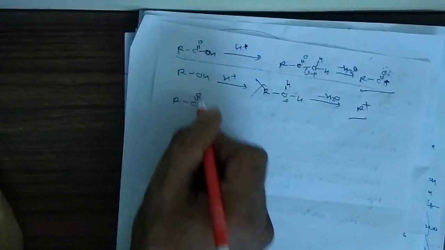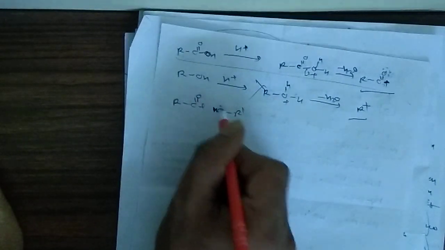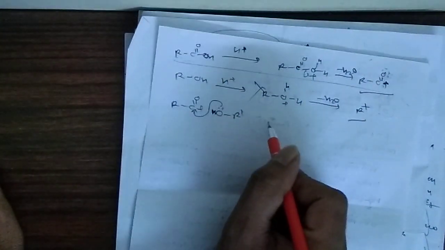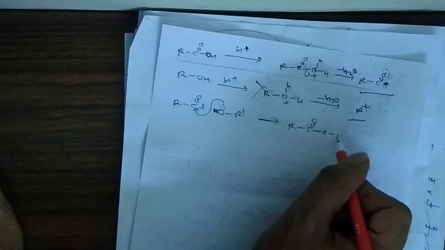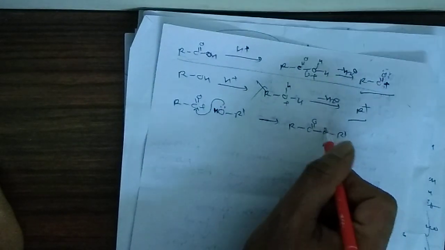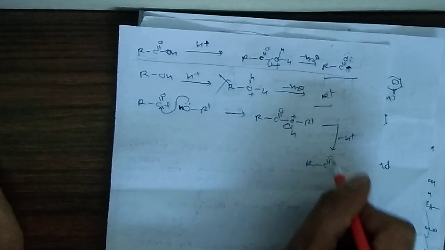Now this intermediate is present, and our alcohol R' is also present. This oxygen will attack that carbon, and we form C double bond O with R' and H positive. This proton will leave out, minus H plus. So we form COOR'. This is the very simple and easy mechanism of that reaction.